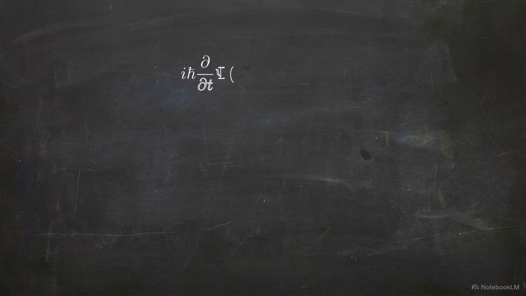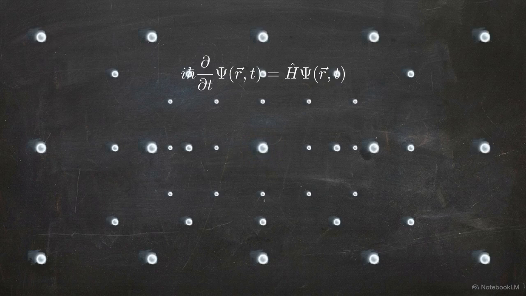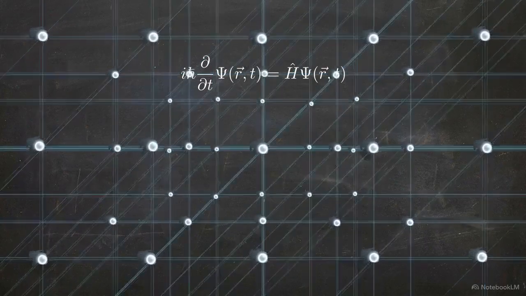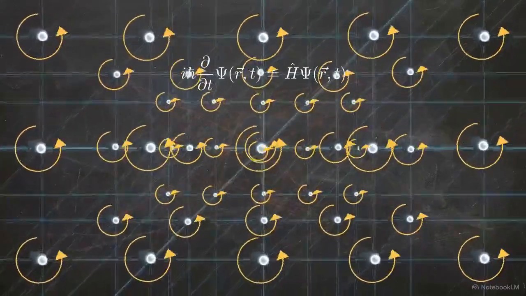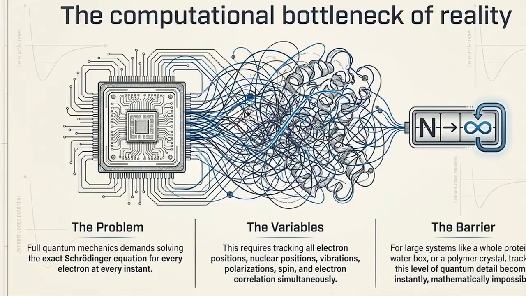Calculating full quantum mechanics means solving the exact electronic Schrödinger equation for every single particle in your system. You have to track the exact mathematical position of every nucleus and every single electron simultaneously. You also have to continuously calculate their vibrations, polarizations, quantum spin, and constant electron correlation at every instant. For anything larger than a handful of atoms, this computation becomes mathematically impossible.